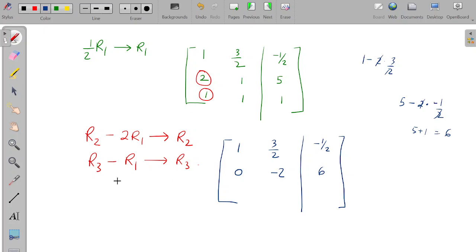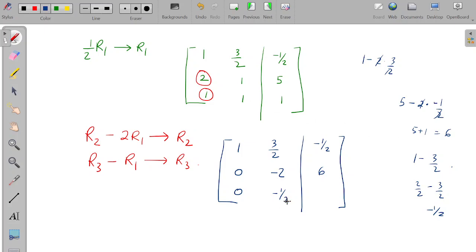Now let's go to row 3. Row 3 minus row 1. 1 minus 1 is obviously 0. Then 1 minus 3 over 2, which is the same thing as 2 over 2 minus 3 over 2. And then 1 minus -1 over 2. Okay, that's fine.